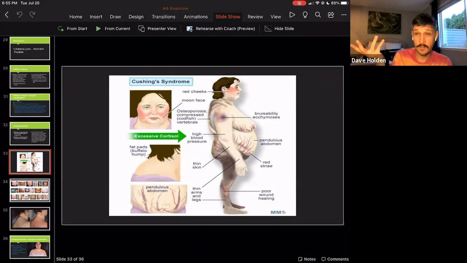You guys have done skin or malignant melanoma? You know what I'm talking about? The ABCs of malignant melanoma. And you go down the list: asymmetry, borders, color, diameter, elevation.